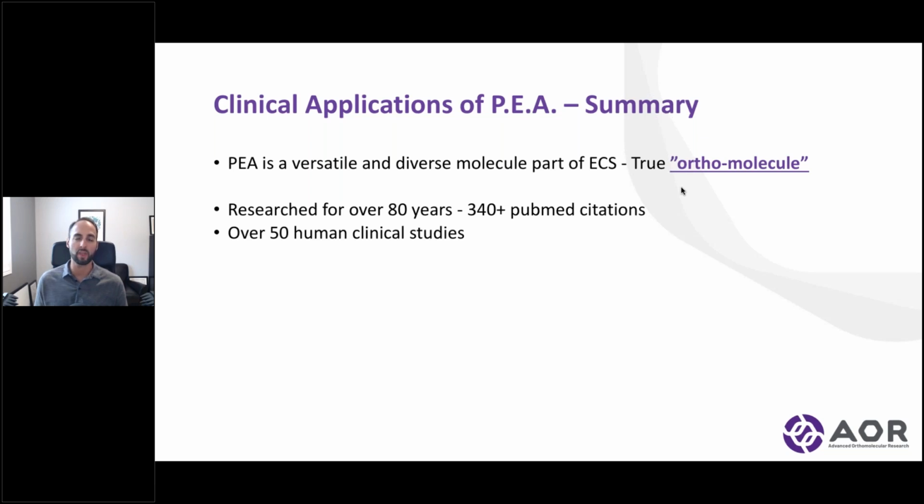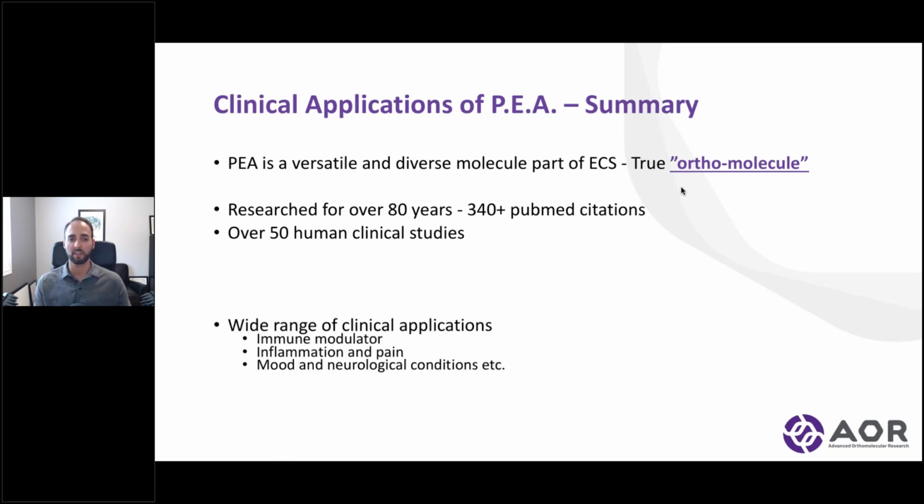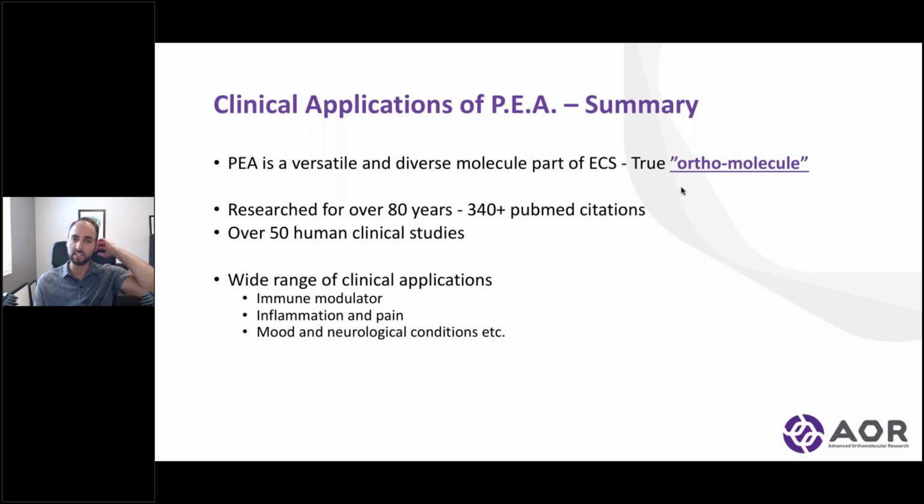And a lot of that has to do with the fact that a lot of the research was done in Europe and doesn't make its way over to North America as easily. But there's over 50 human clinical trials, almost 350 citations in PubMed, the key scientific database. And it's been researched for a really, really long time with an excellent safety profile. So you can see there's no surprise, there's a real wide range of clinical applications. So let's dive into some of those applications.